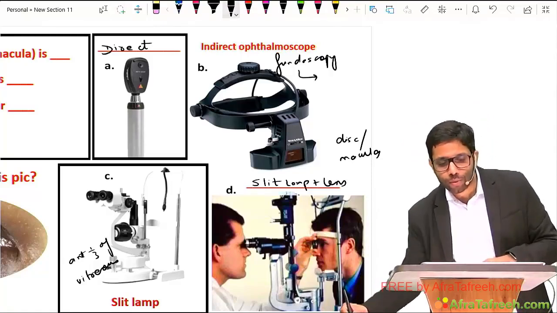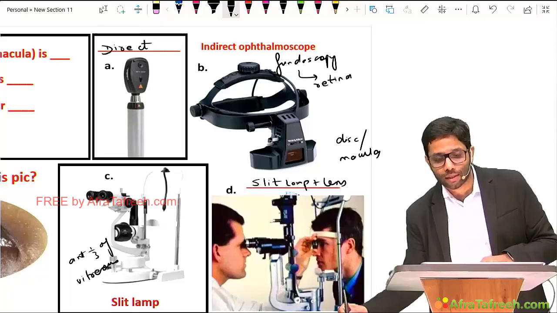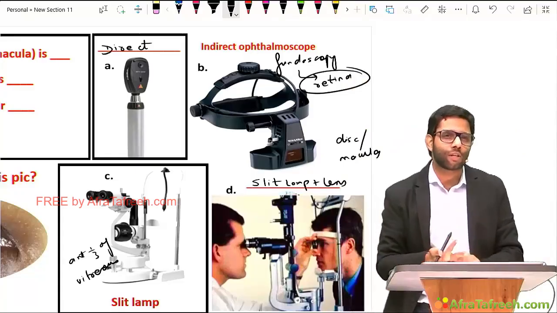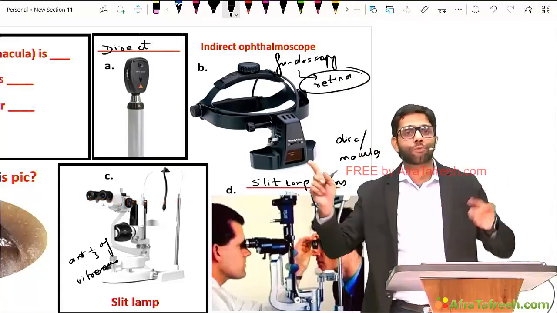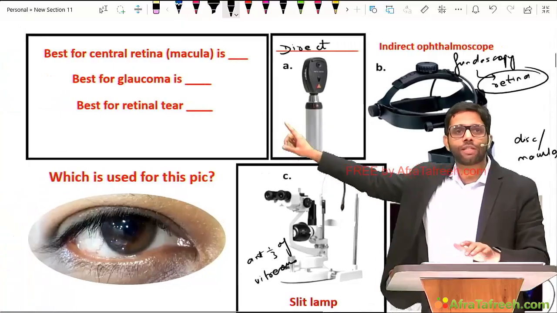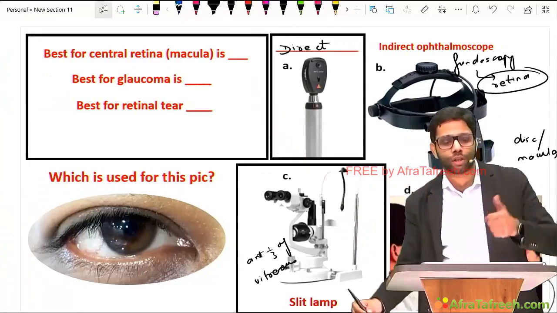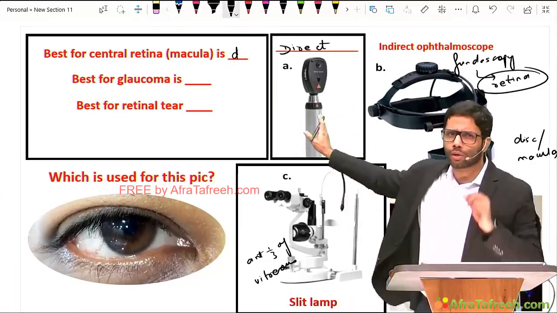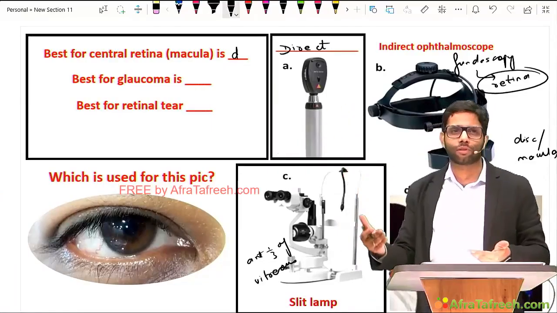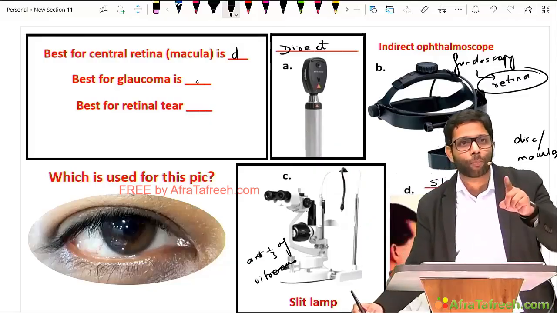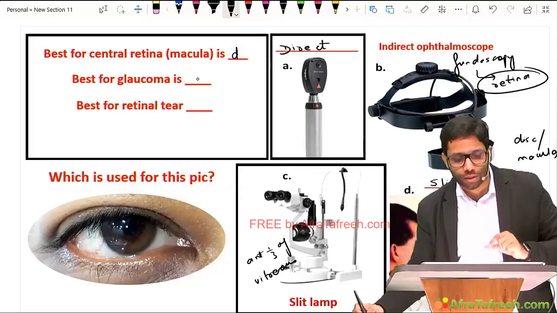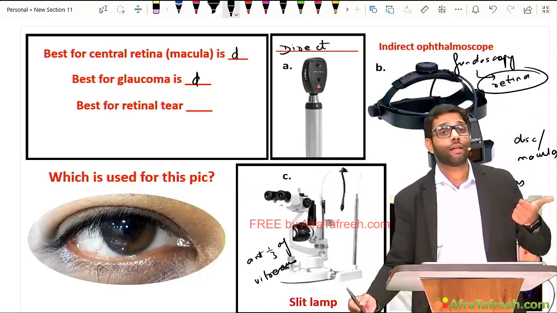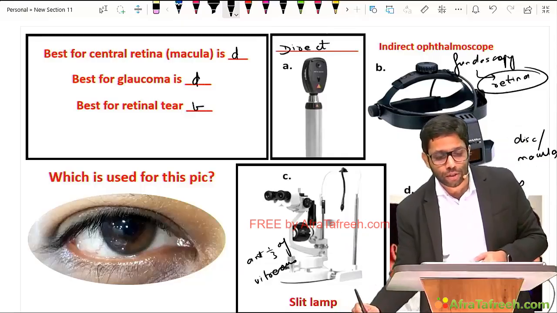Fundoscopy, fundus means retina, is for the entire retina. If the patient has diabetic retinopathy, hypertensive retinopathy or retinal detachment, fundoscopy is to be done. But if the patient has a central retina problem, age-related macular degeneration, what to choose? D should be chosen. Why not direct? Because direct is a uniocular test, and the doctor will not have 3D vision. For glaucoma, you need optic disc evaluation. So for optic disc and macula, again the answer is slit lamp biomicroscopy. For a retinal tear, you have to do fundoscopy. B should be the answer.